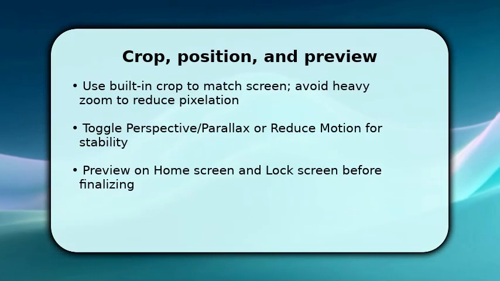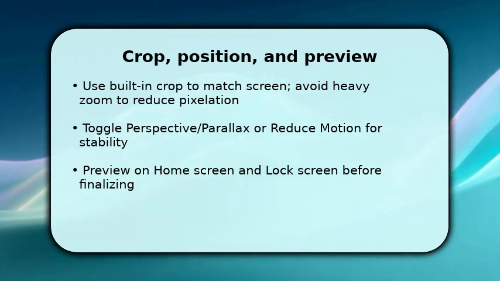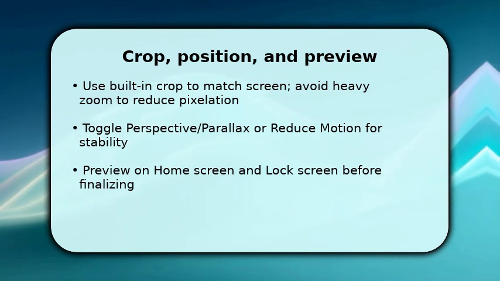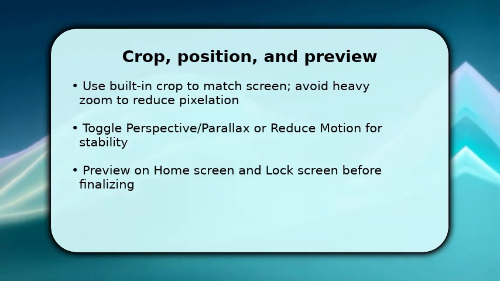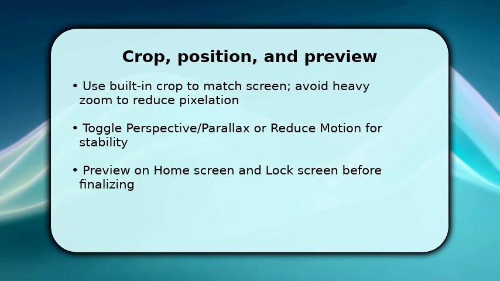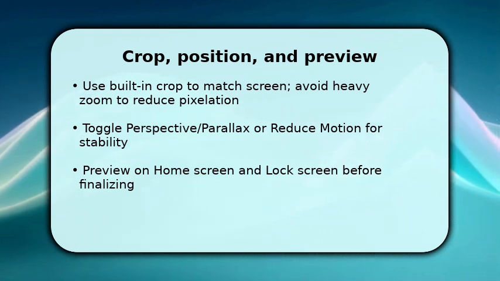Now focus on how it looks. Crop and position the image so key subjects aren't hidden by icons or the status bar. Once you place it, toggle perspective or parallax if you want subtle motion. If you prefer stability, enable reduce motion.